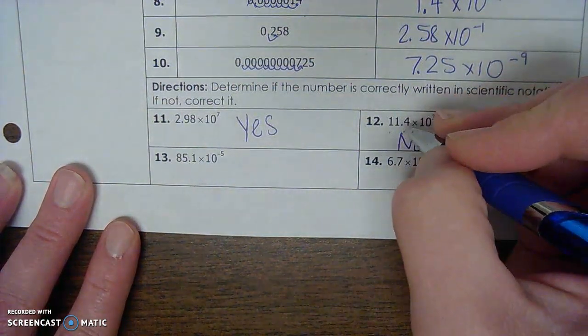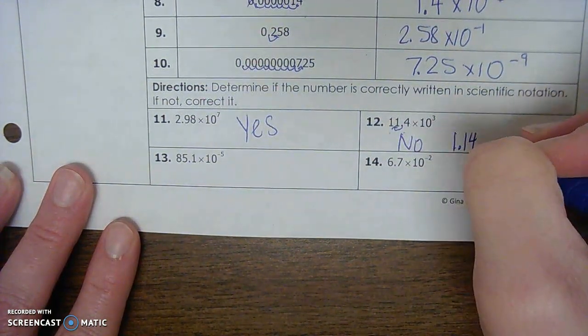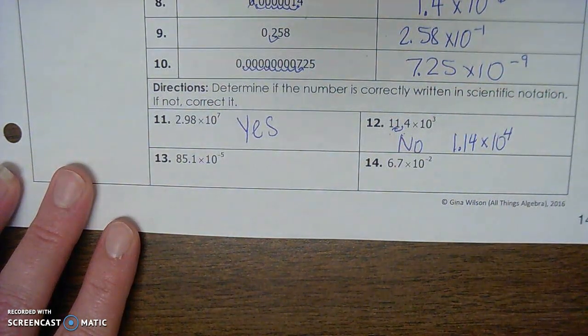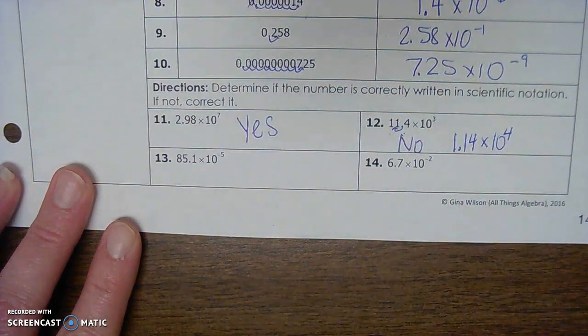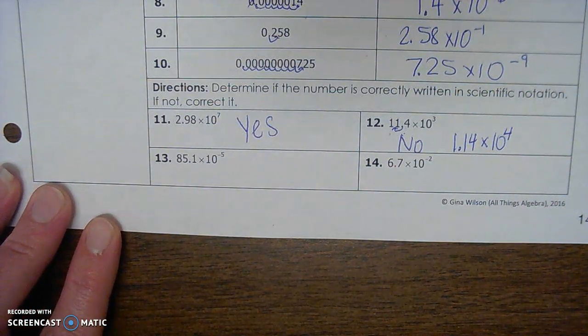So we need to move it back to the left. 1.14 times 10. That means we need to add 1 to our exponent to get to the fourth. When you make your number smaller, you actually need to make your exponent bigger. So when you go left, you need to add 1 to your exponent.